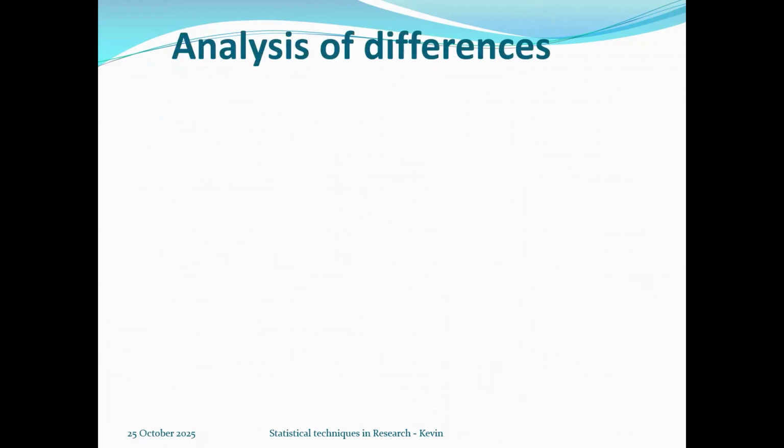Now we are moving on to the second type of inferential statistics. Inferential statistics involve two types. First one is study of association between variables. Second one is analysis of differences between two groups, men and women, rural people and urban people. Is the difference in the values.